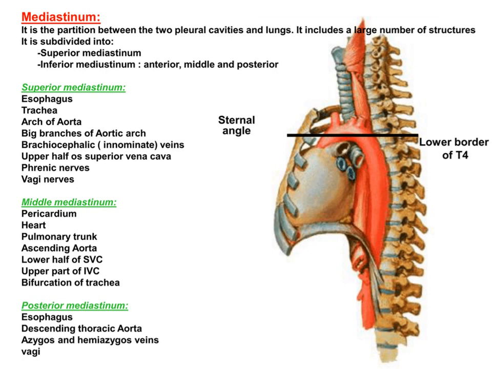Contents of middle mediastinum are pericardium, heart, pulmonary trunk, ascending aorta, lower half of superior vena cava, upper part of IVC also, and bifurcation of trachea. Posterior mediastinum includes esophagus, descending thoracic aorta, azygous and hemiazygous veins and vagus nerve.